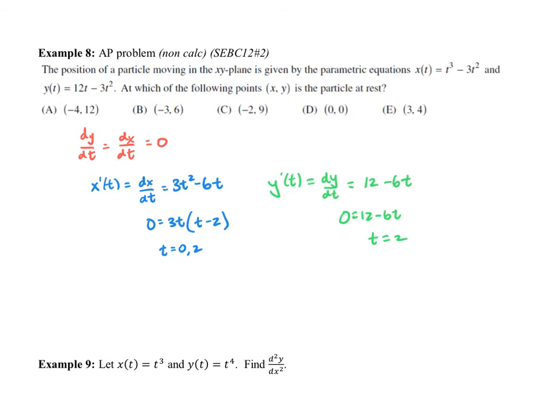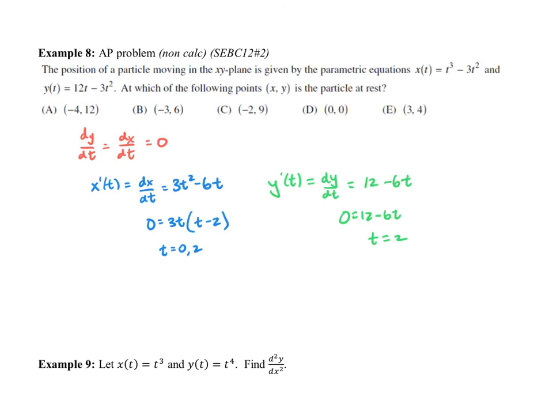So keep in mind, again, we've already talked about this a little bit, when t is equal to 0, that means that dx/dt is 0, which means that the particle is not moving to the left or the right. dy/dt is not 0 when t is 0. Therefore, when t is 0, you have a situation where there is a vertical tangent line because the particle is moving vertically because dy/dt is not 0, but dx/dt is 0, so it's not moving left or right. When t is 2, they both are 0, and that would mean that the particle is at rest.